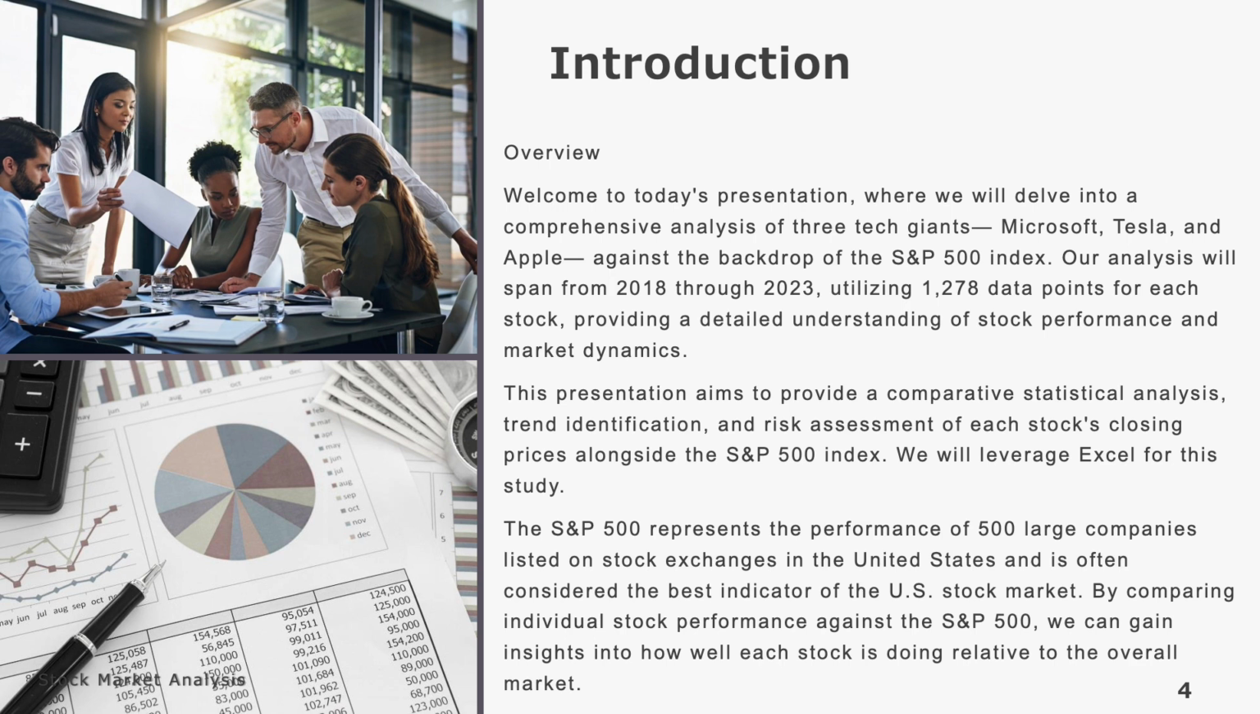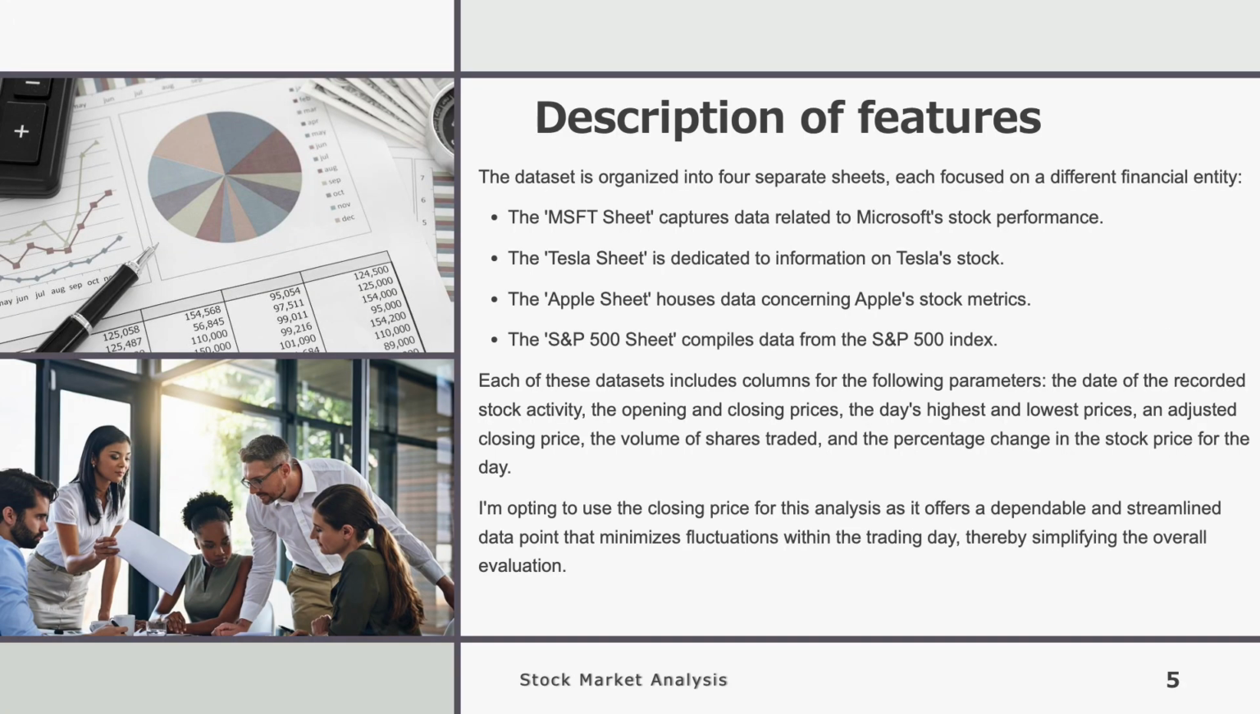The S&P 500 represents the performance of 500 large companies listed on stock exchanges in the United States and is often considered the best indicator of the US stock market. By comparing individual stock performance against the S&P 500, we can gain insight into how well each stock is doing relative to the overall market.